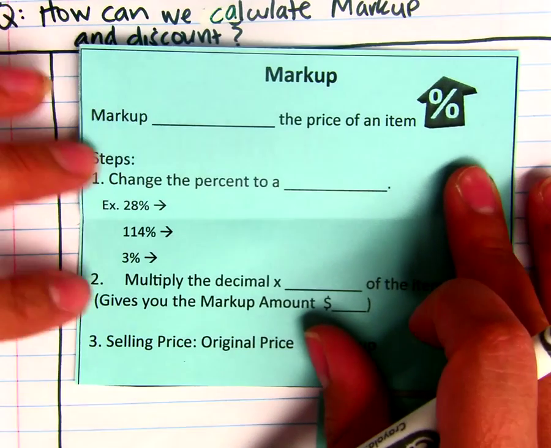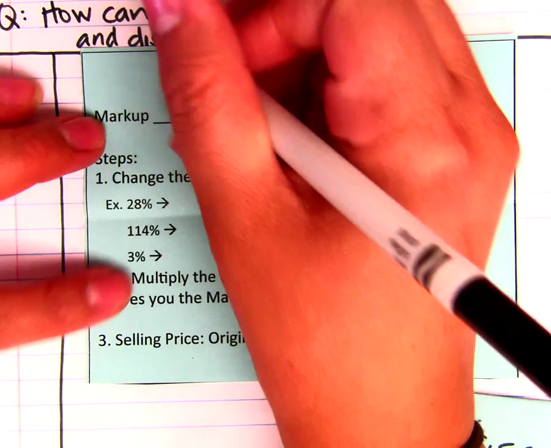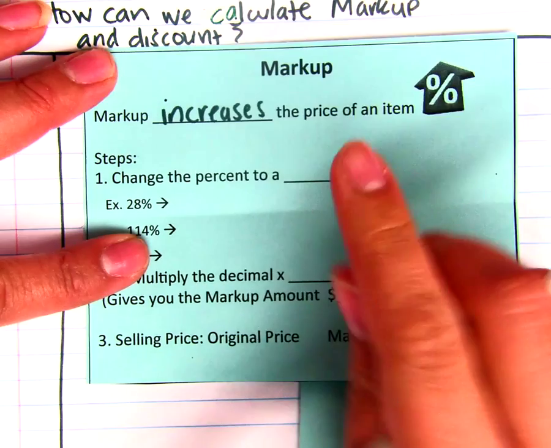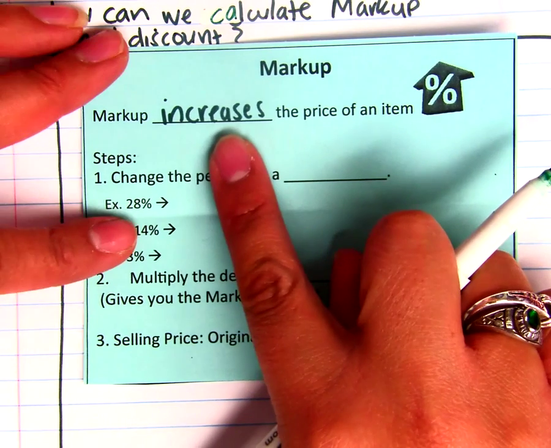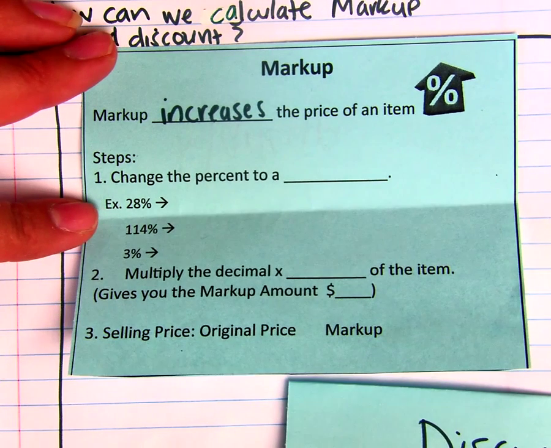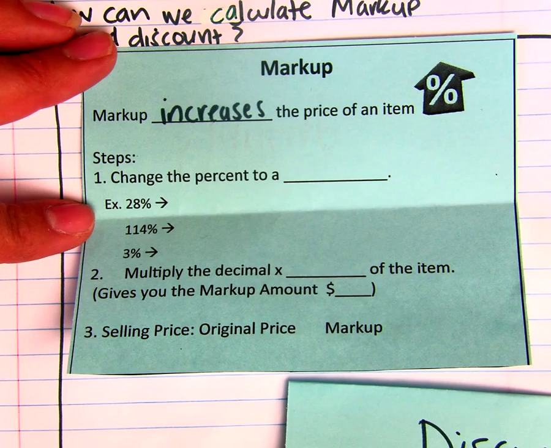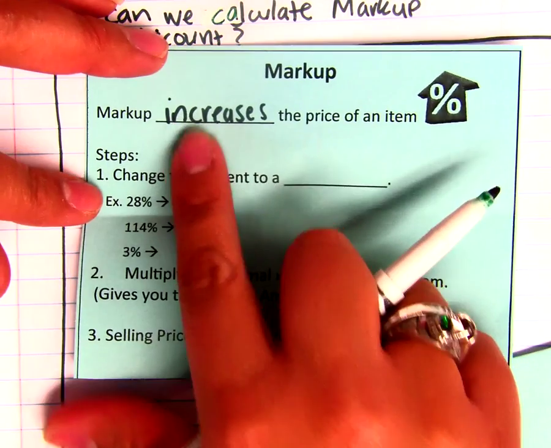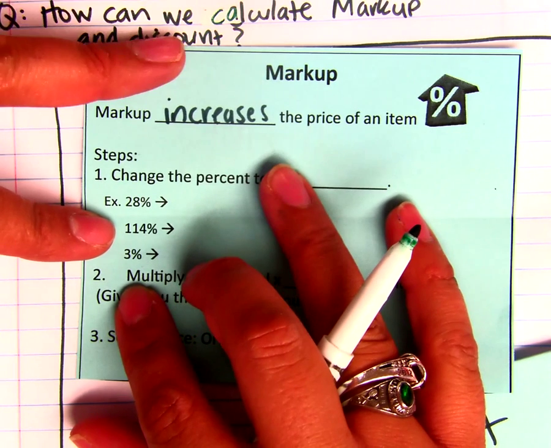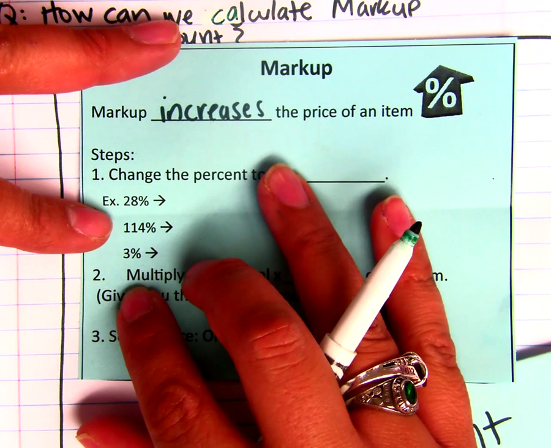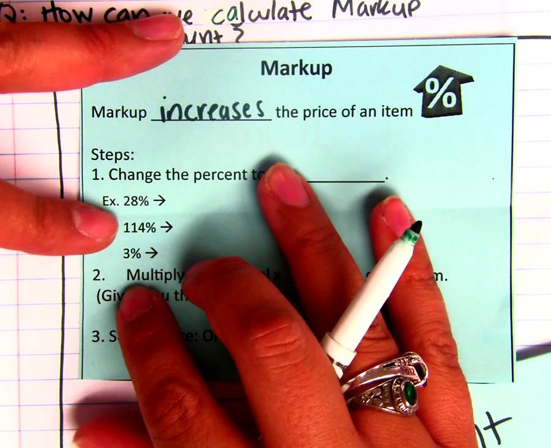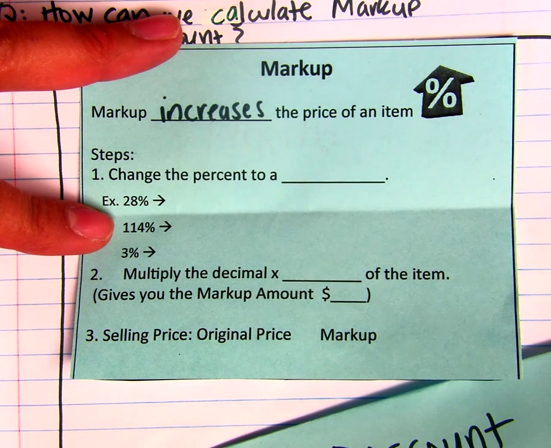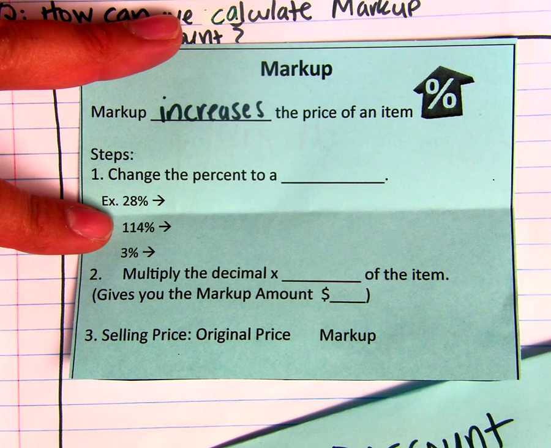So markup. Markup increases the price of an item. So what does it mean to increase? Is it going to cost more or less? More. Look at the arrow, guys. And the word increase, right? Increase means it goes up. Okay? Markup is used by businesses so that they can sell their products, which is what you buy, right? So that they can make money.